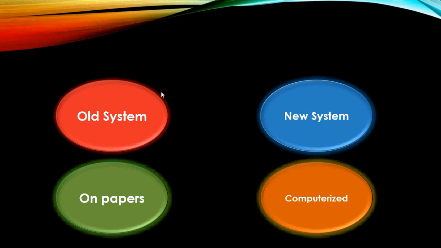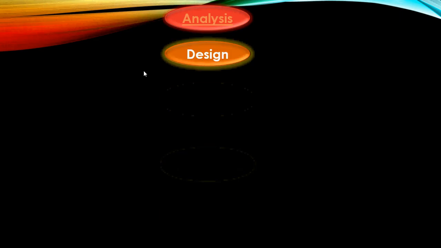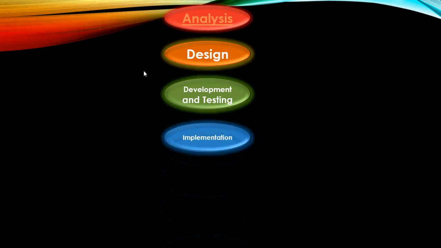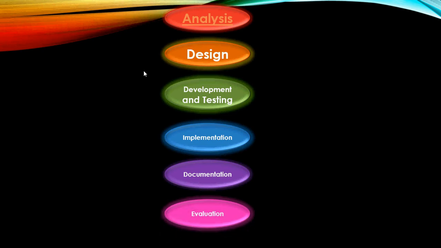Okay, to create the new system by collecting information about the old system, we should have stages or steps to create this new system. Let's see the steps. The first step is called analysis. The second one, design. The third one, development and testing. Implementation, documentation, and the last one, evaluation. Let's start with the first one, analysis.